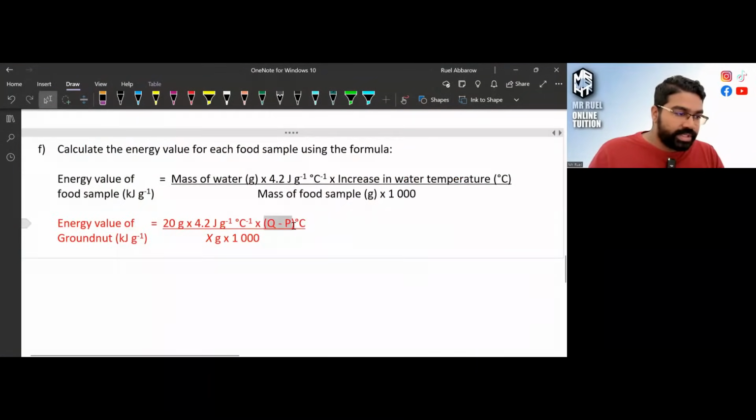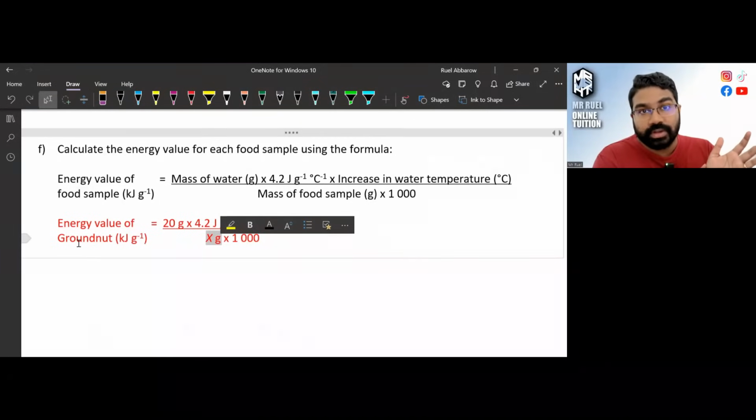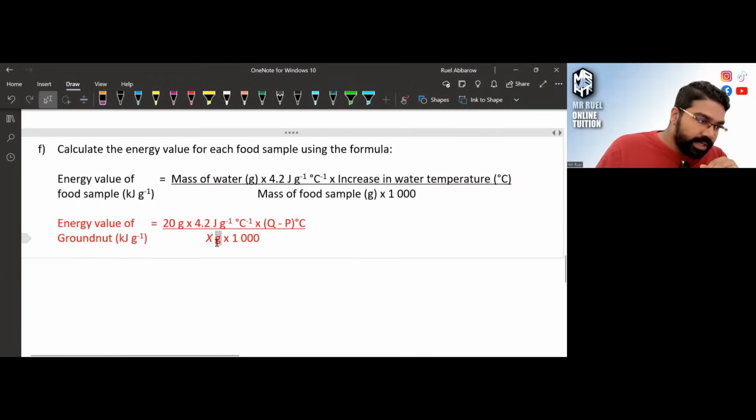This is the change in temperature, delta theta, over X gram. So X gram will be the mass of the groundnut, which will hopefully be labeled for you, or you would have measured yourself using the electronic balance. Please make sure it's in gram. And then times 1000 at the denominator. So you will get your answer. The answer will be in kilojoule per gram. Please be careful of the units.